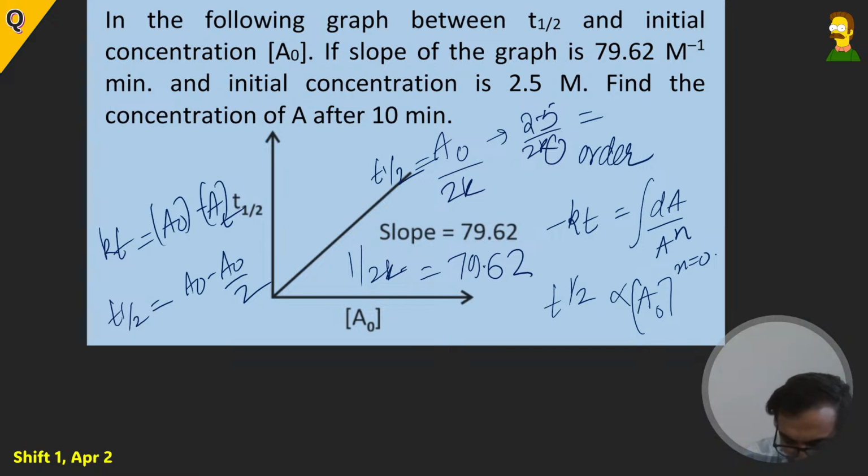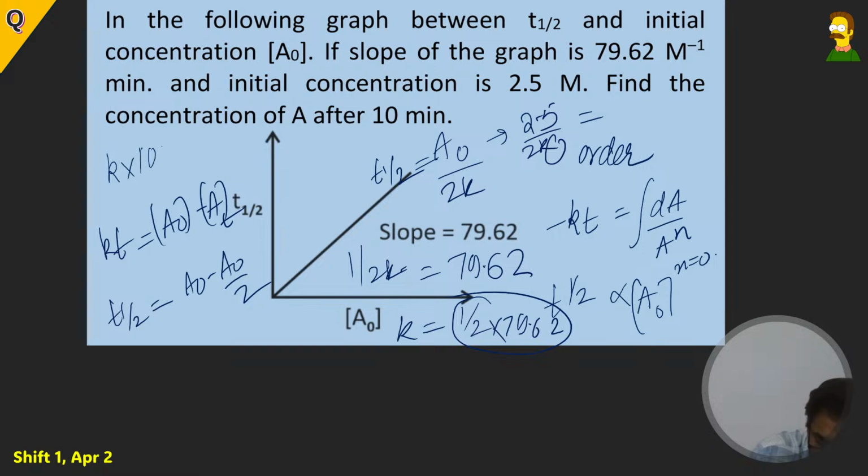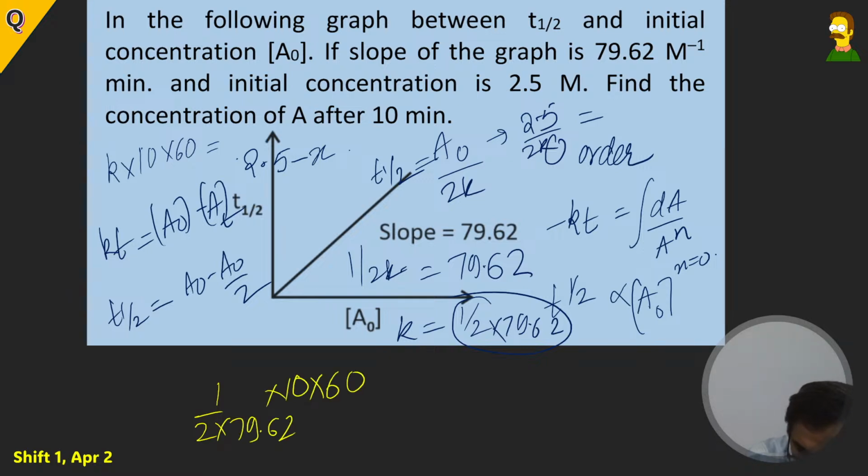Concentration after 10 minutes. Okay. Now I know the value of 1 by 2k, which means I know k. What will k be? It will be 1 by 2 into 79.62, whatever that value is. It's a very small value, right? Isn't it a very small value? I feel it's a pretty small value. So, k into 10 into 60 is going to be equal to A naught, which is 2.5, minus x. That x is what I have to find out, correct? Now, if I were to go ahead and solve this, what do you get? Tell me, what was k? 1 by 2 into 79.62 into 10 into 60. Hold on, I have a question.